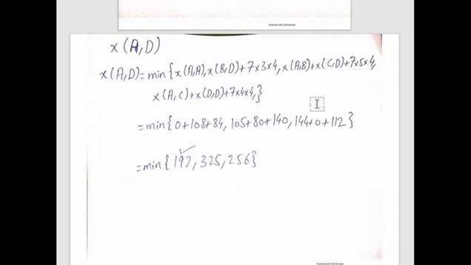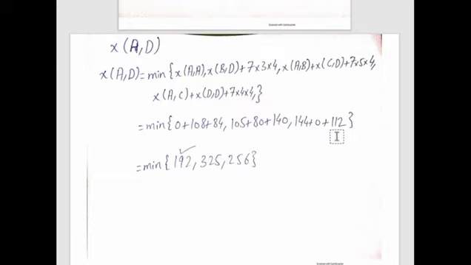Come to the third possibility. Multiplication of A matrix with the C matrix gives us 144. Self multiplication of the matrix D gives us 0. 7 into 4 into 4 gives us 112. Add all the values in order to get a single value.